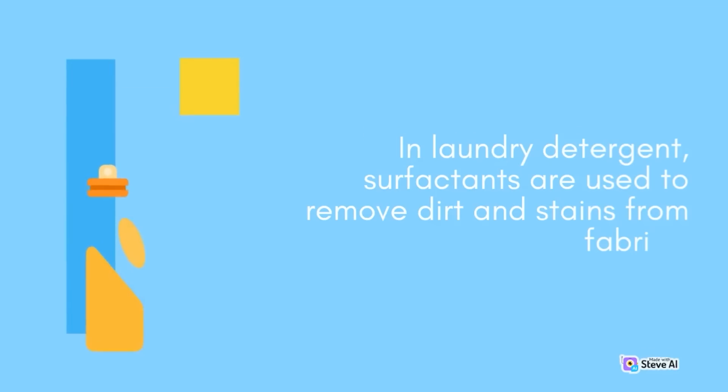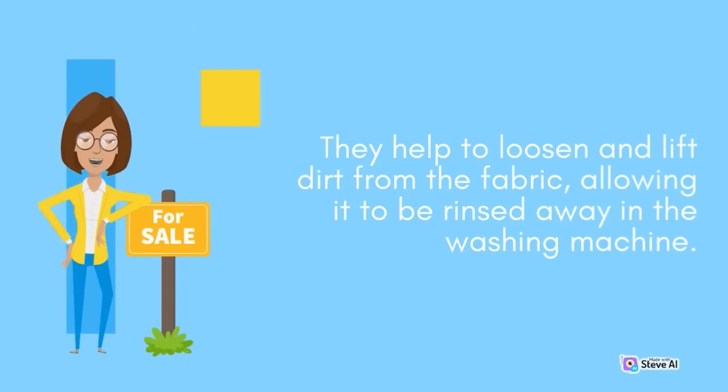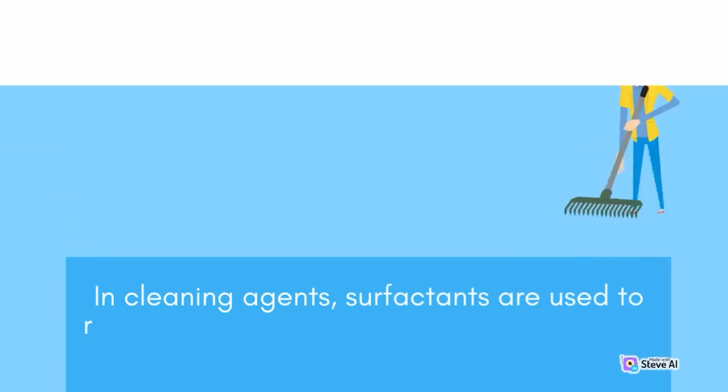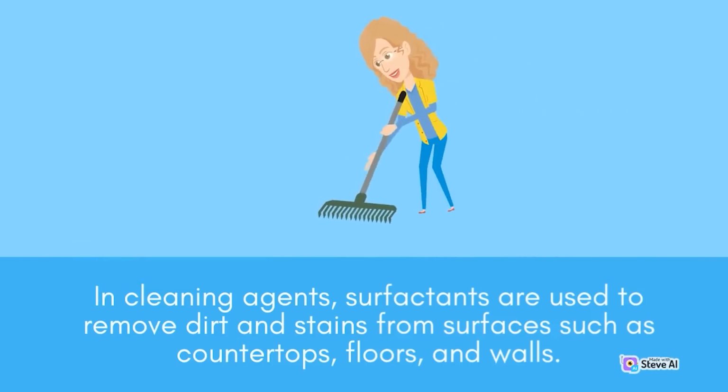In laundry detergent, surfactants are used to remove dirt and stains from fabrics. They help to loosen and lift dirt from the fabric, allowing it to be rinsed away in the washing machine. In cleaning agents, surfactants are used to remove dirt and stains from surfaces such as countertops, floors, and walls.